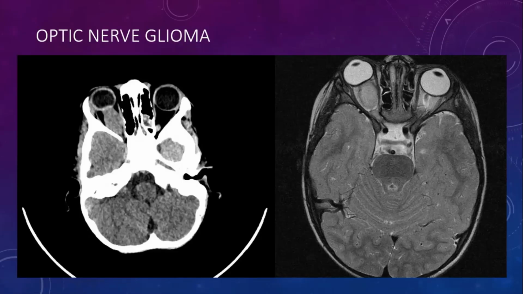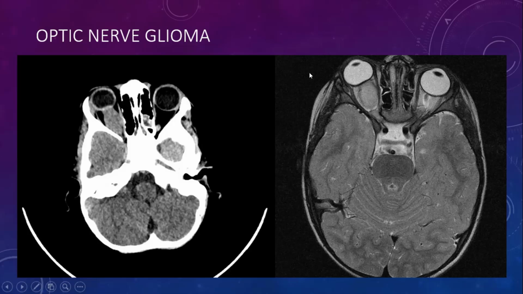So one of the close differential diagnoses for optic nerve meningioma will be the optic nerve glioma, but the normal contour of the optic nerve is actually disrupted here. The tram track sign, what we saw in optic nerve meningioma, is not seen here. And a homogeneous enhancement is noted here.